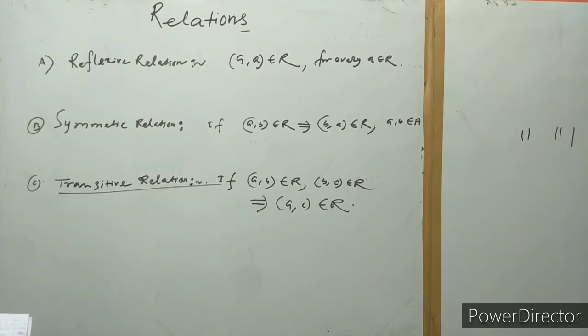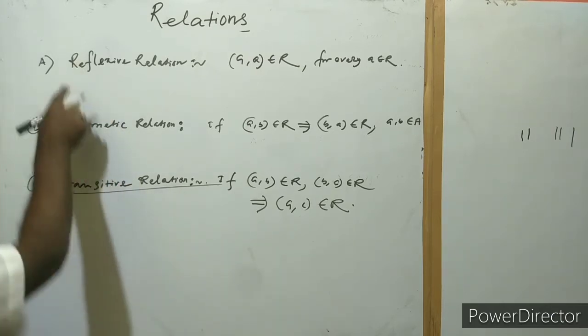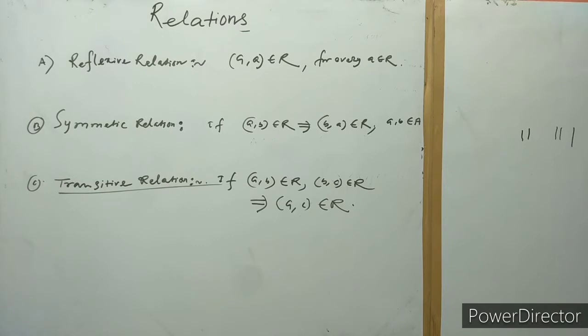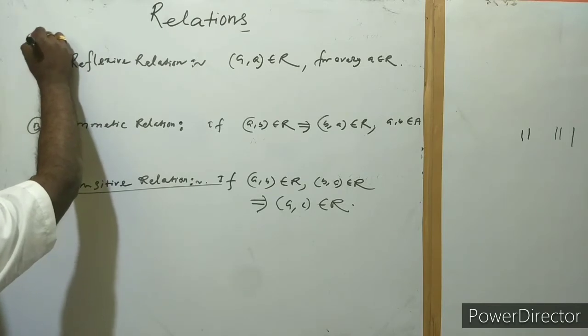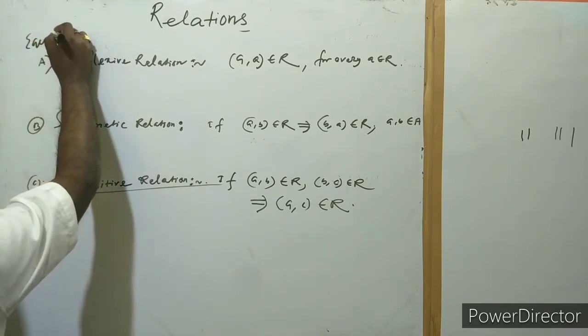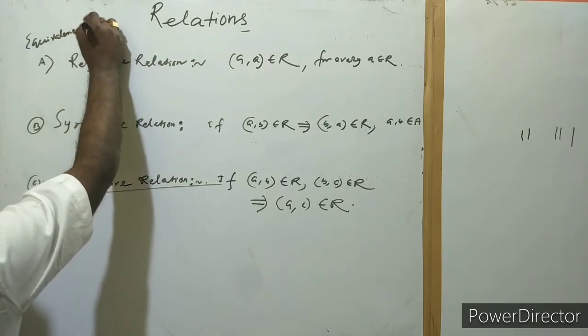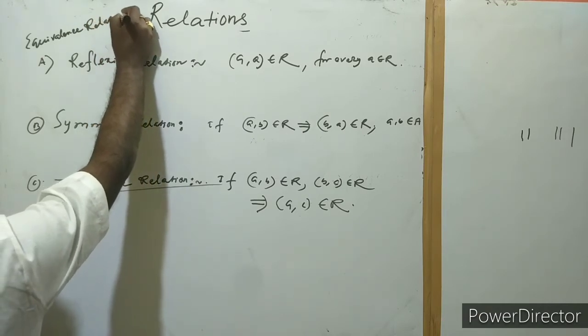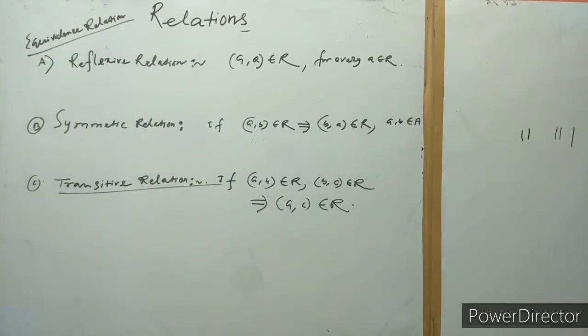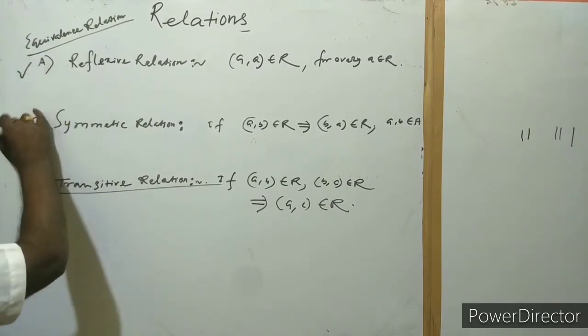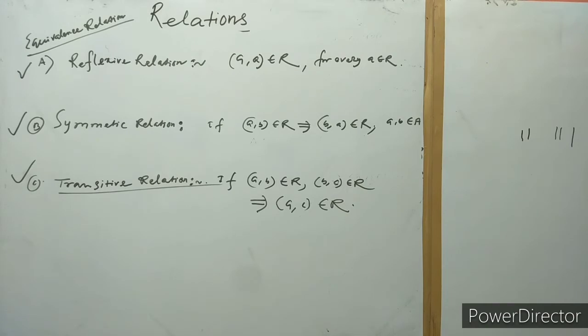Okay. And the equivalence relation. What is the definition of an equivalence relation? If a relation holds these three properties, reflexive, symmetric and transitive, then it is called an equivalence relation. We call the relation equivalent when these three properties hold: reflexive, symmetric and transitive. Okay. So now I also introduce some problems.